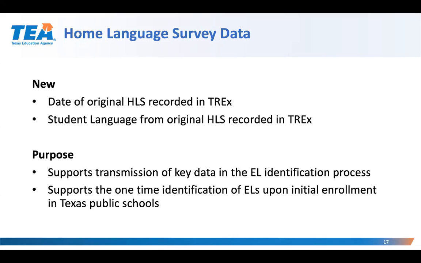What is the purpose? This supports the transmission of this key data in the English learner identification process, particularly as a student moves from one Texas district to another. And it supports the one-time identification of ELs upon initial enrollment in Texas public schools. The more information that can be provided from the original home language survey from a student's initial enrollment in Texas public schools, the more we can ensure that students are only identified one time in their Texas education career, and that that identification is followed through the duration of their career in Texas.